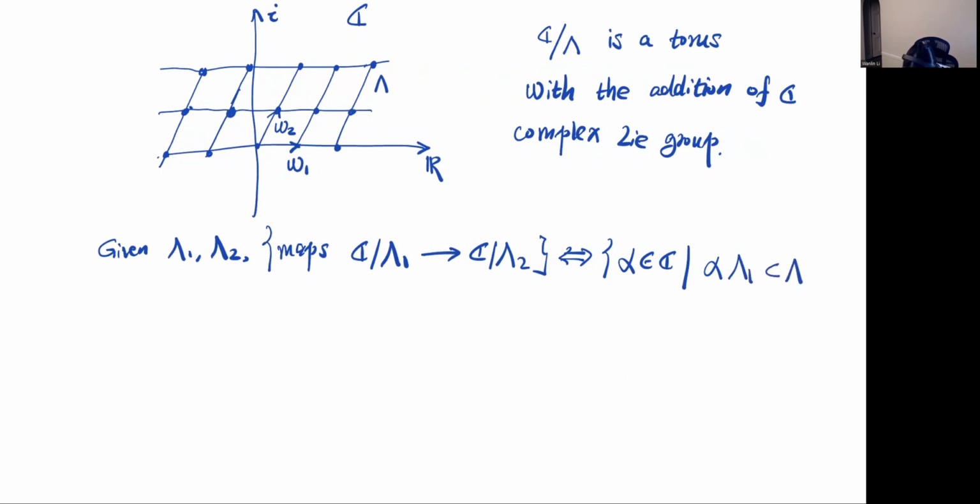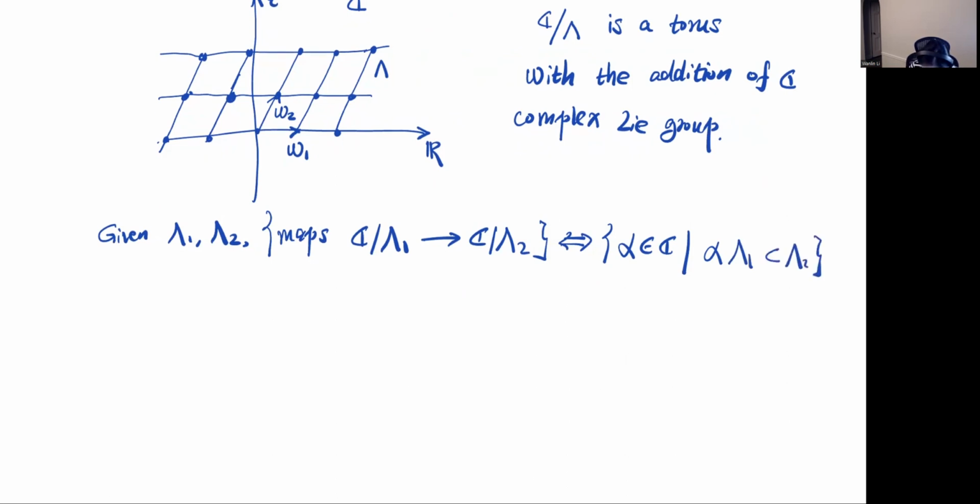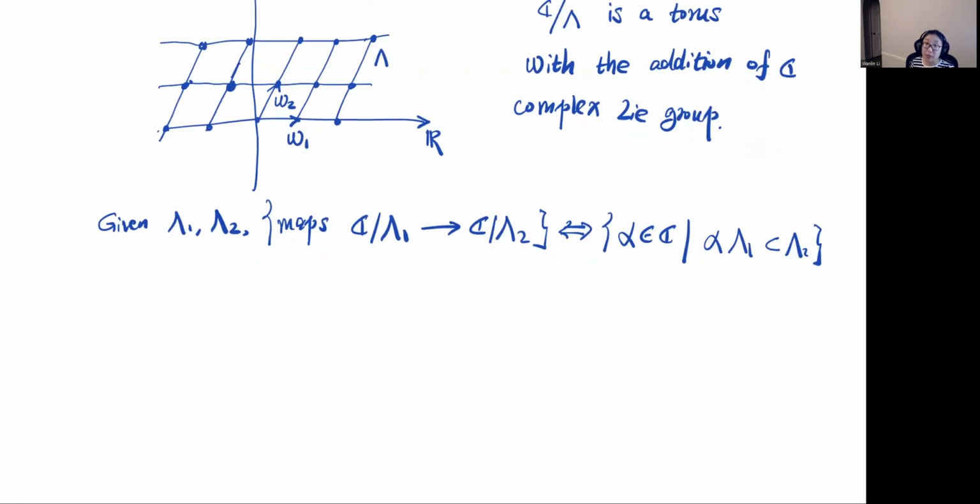is inside lambda 2. So the point is, any map C mod lambda 1 to C mod lambda 2 descends from a map C to C. So phi of alpha is C to C by mapping every element z to alpha times z. This is literally defined by multiplication by a complex number. And then for this map to descend to maps between these quotients, we will need alpha times any point in lambda 1 to be in lambda 2. So that is a well-defined map on the quotient group.